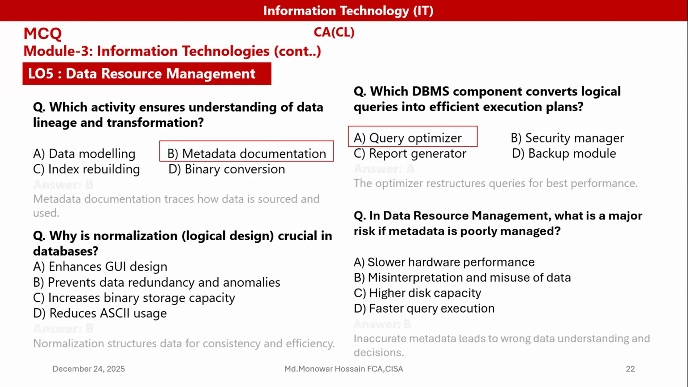Now, why is normalization, meaning logical design of database, crucial in database? Because it prevents data redundancy and anomalies, because normalization structures data for consistency and efficiency. Answer D.